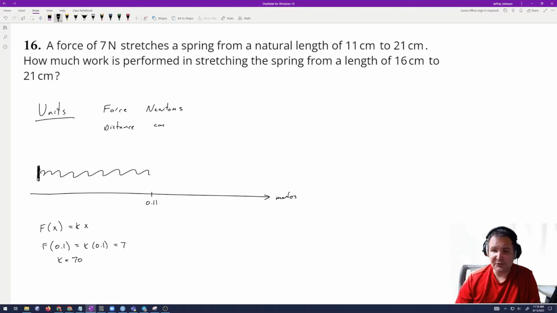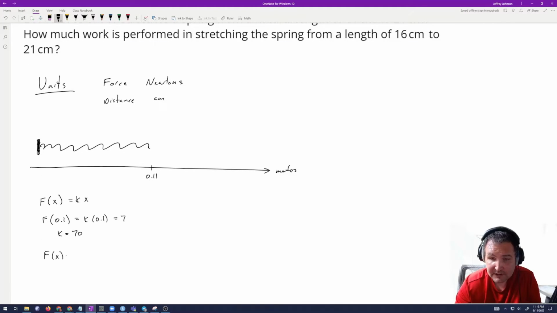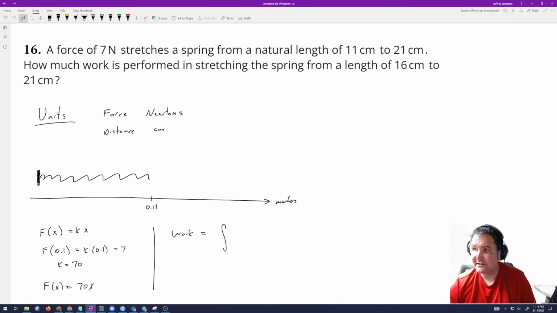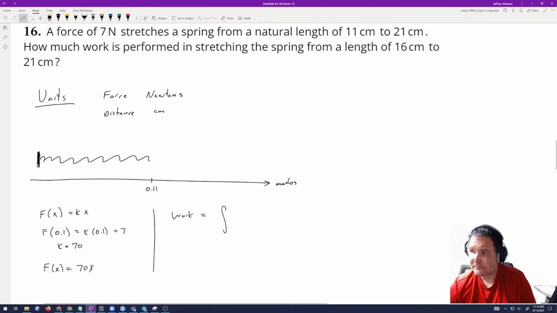So now we're ready to write the corresponding integral for the force, because our force is 70x. So what is the work equal to? The work is equal to the integral, right? And it looks like we're covering a distance from 16 to 21 centimeters. So if we integrate from 0.16 to 0.21, we have a force of 70x dx.